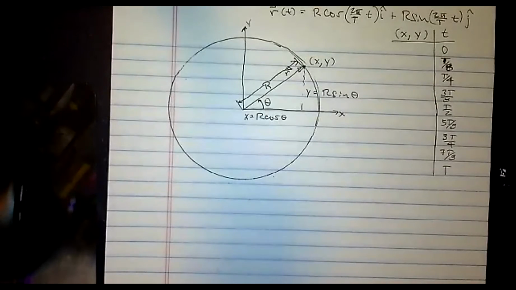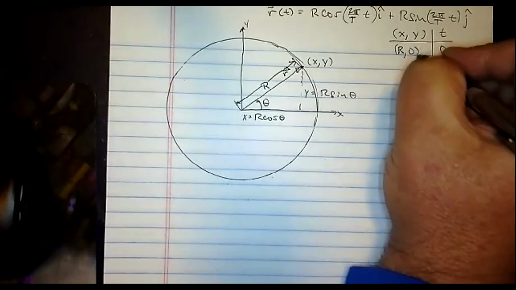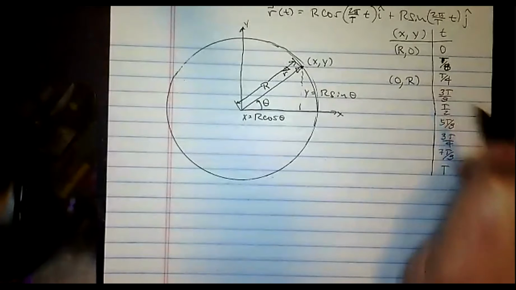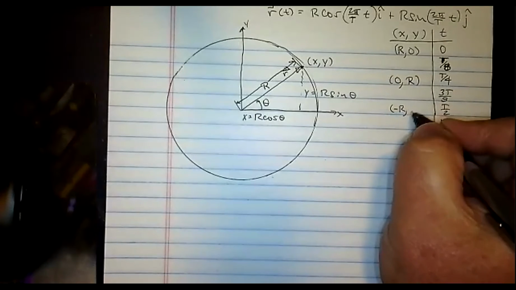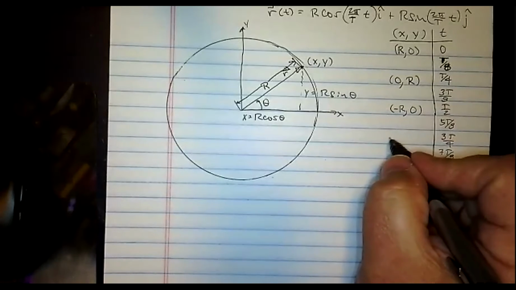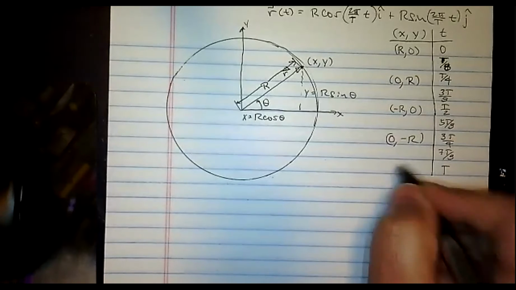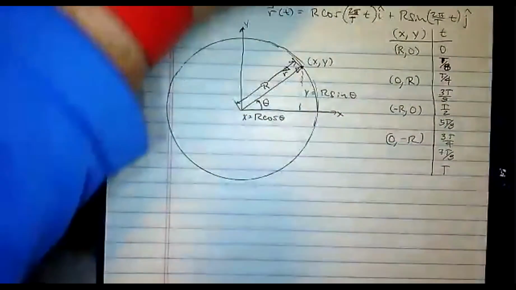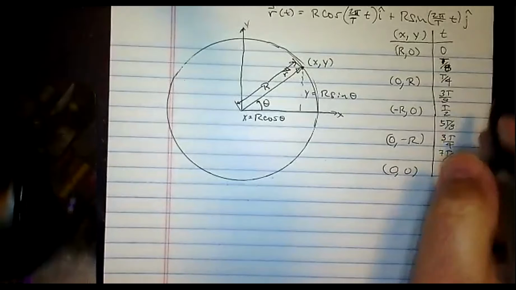And I think you can see that this one's going to be r, 0. This one's going to be 0, r. This one's going to be negative r, 0. This one's going to be 0, negative r. And this one's going to be 0, 0 again.